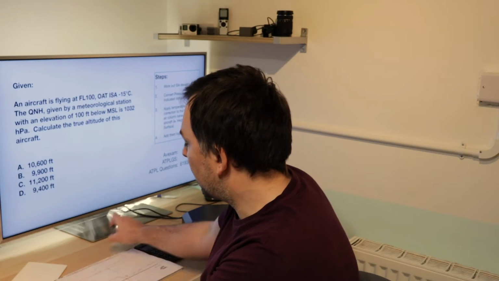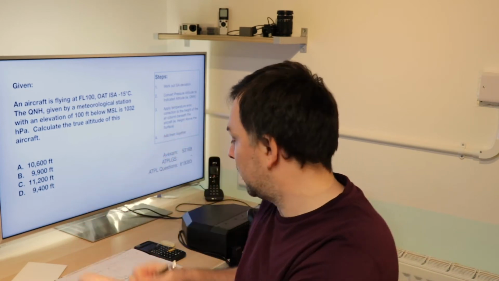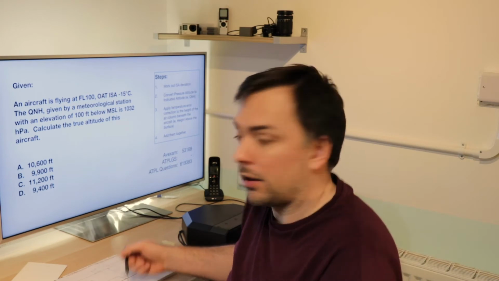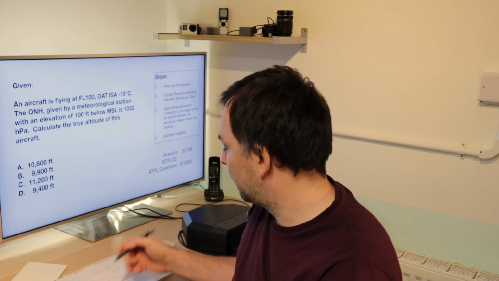You'll remember from the previous video that the temperature error correction is done to the parcel of air between your aircraft and the surface that you're flying over. Most of the time that means that you take your indicated altitude and you subtract the elevation of the station that you're flying over. However, in this case, because the station is below sea level, we're actually going to have to add that on because it's 100 feet further away from us than sea level. I think that makes sense.